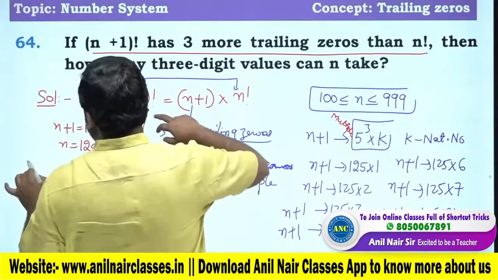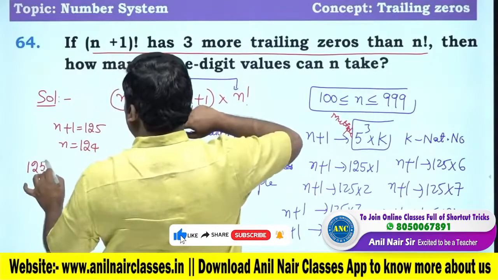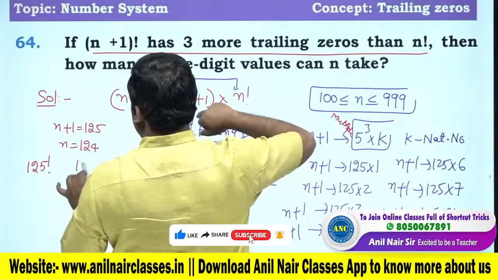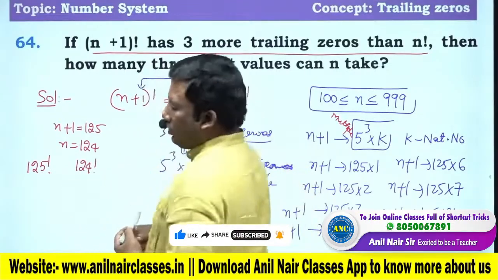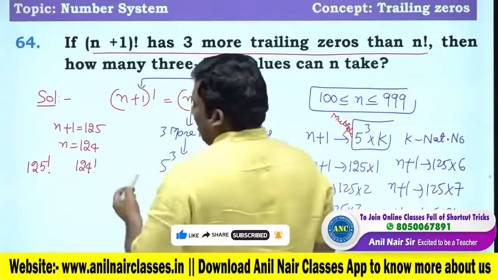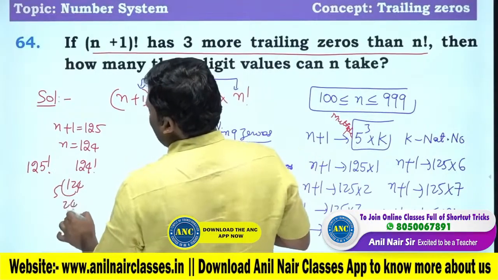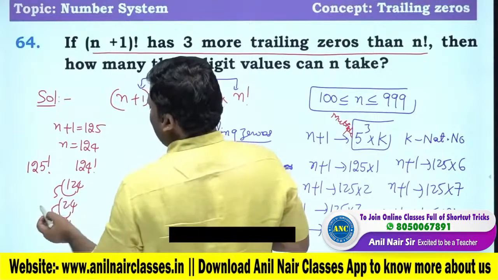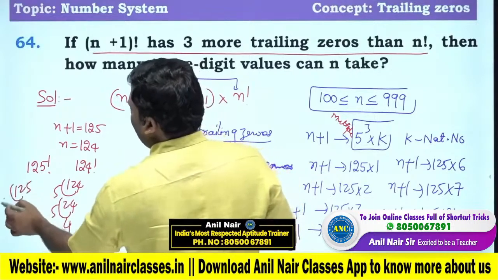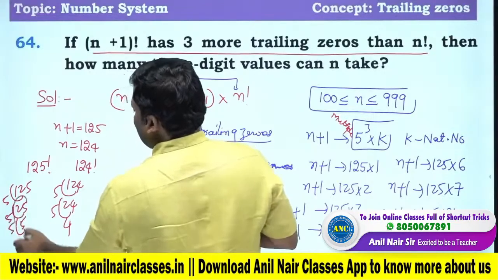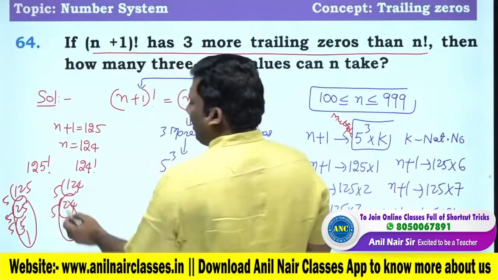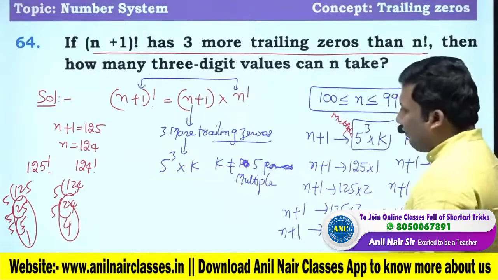Let me check it out. 124 plus 1, 125 factorial, and this is 124 factorial. So 124, how many zeros will be there? 5 24s are, 5 4s are. 125, how many will be there? 5 5s are, 5 1s are. It is 31 and it is 28. Extra is 3. Definitely yes.